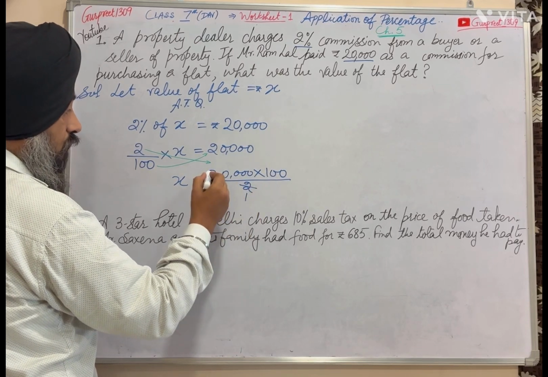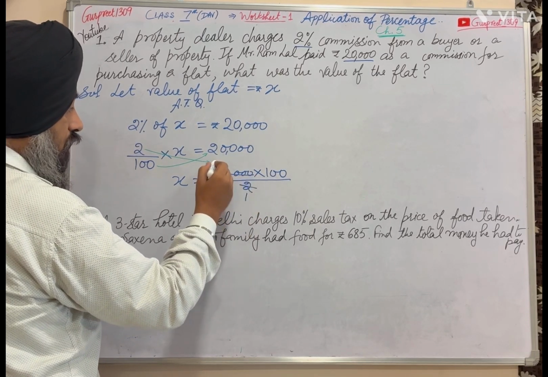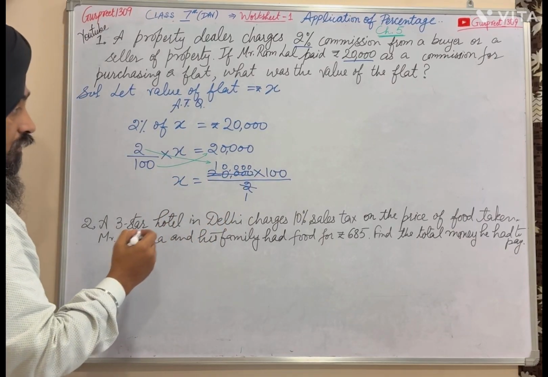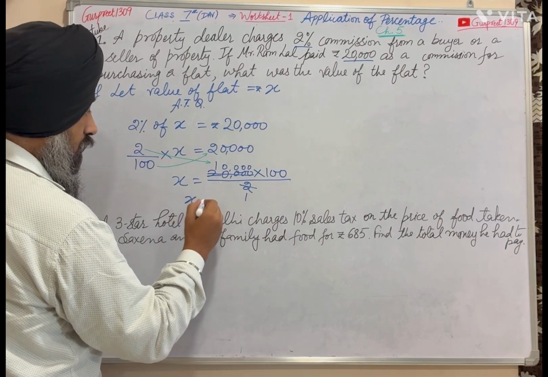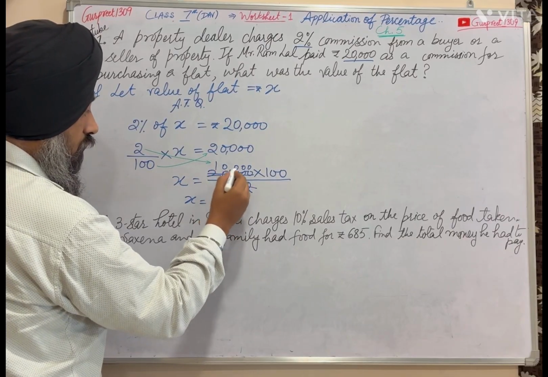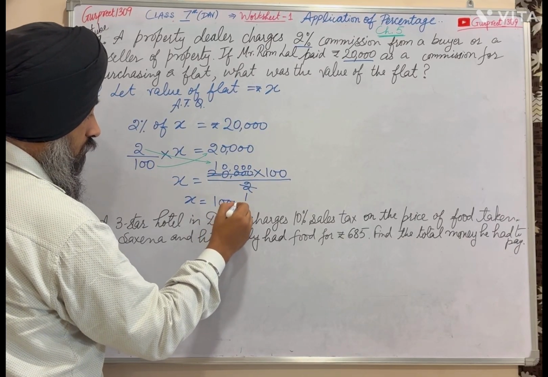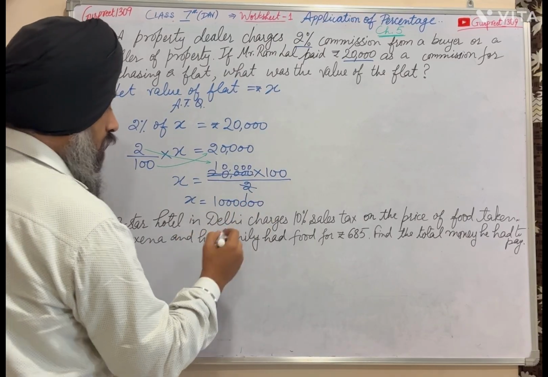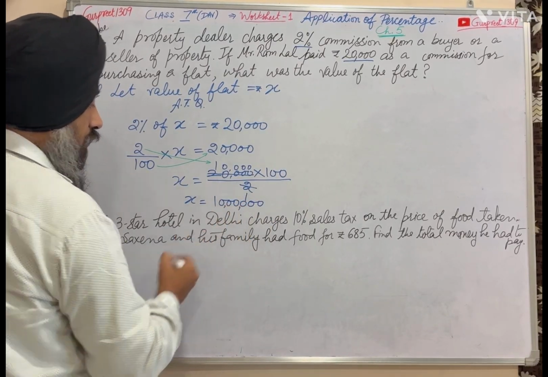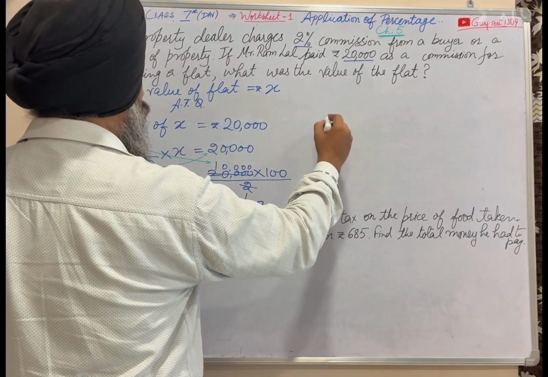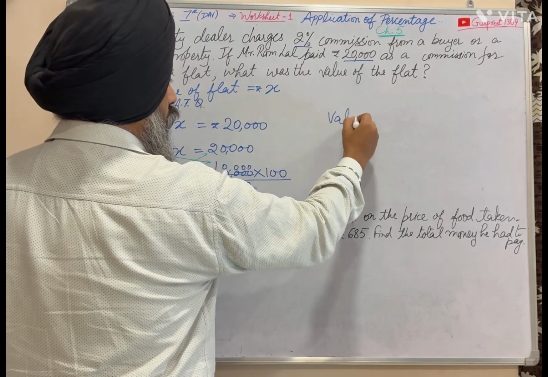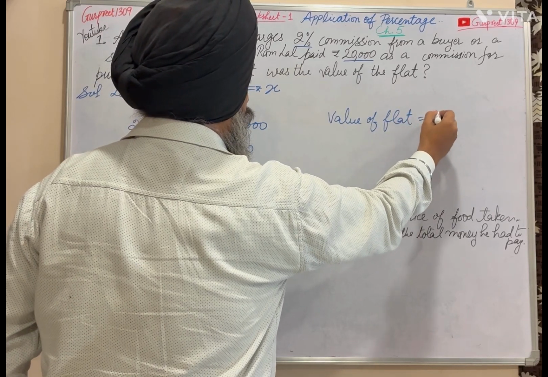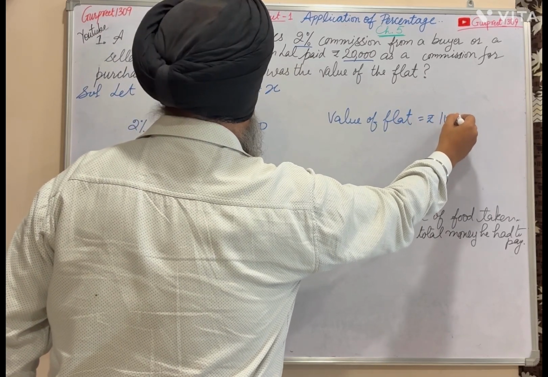2 ones are 2 and 2 ones are 2, and the other zeros are the same. So we can write x is equal to 1, 4 zeros are there, 2 zeros are here. So this is the total value, 10 lakh. So we write: value of flat is equal to rupees 10 lakh.